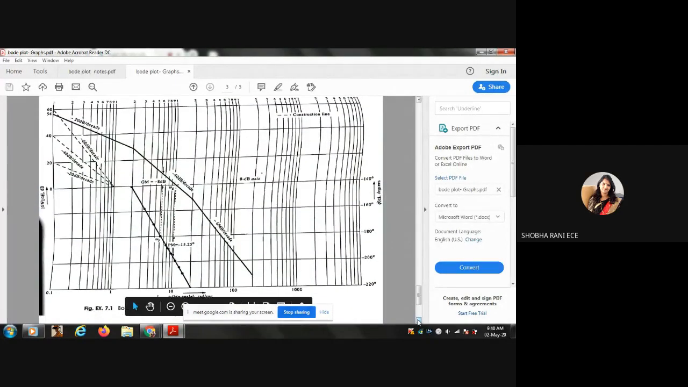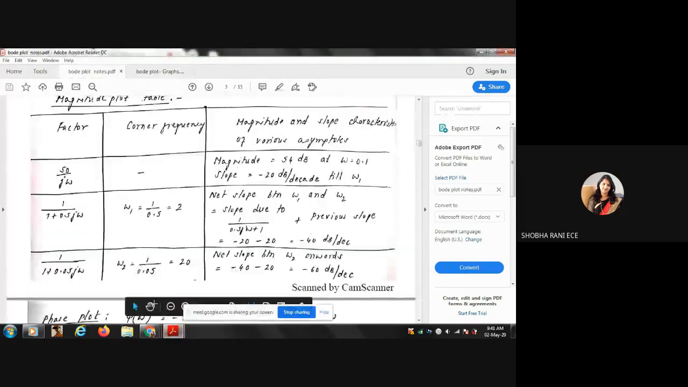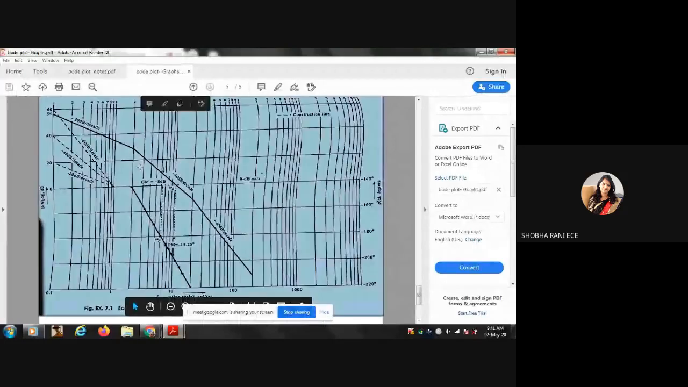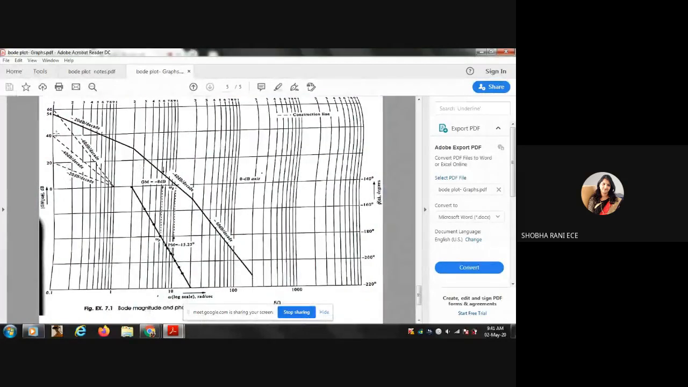So now after you have done this, the next step is you have to go back to the magnitude plot table that we had prepared. If you see the magnitude plot table here, we see that the magnitude is 54 dB at omega equal to 0.1. So now first at omega equal to 0.1, I have to mark this magnitude, that is 54 dB. So to do that, I will go back to the plot here and you can see here it is 54 dB.